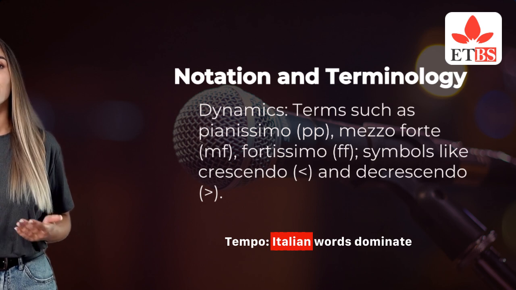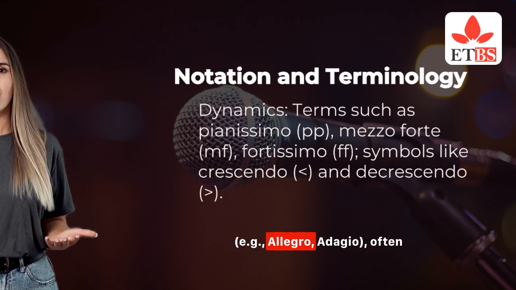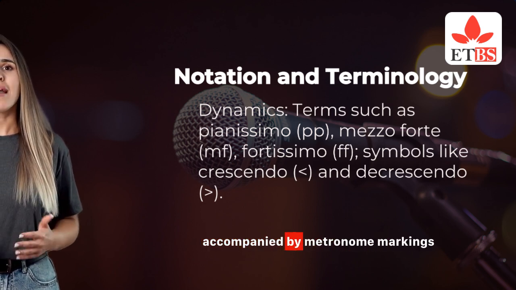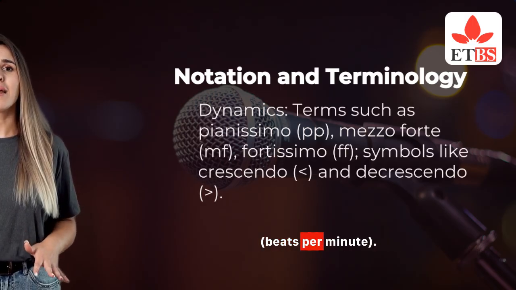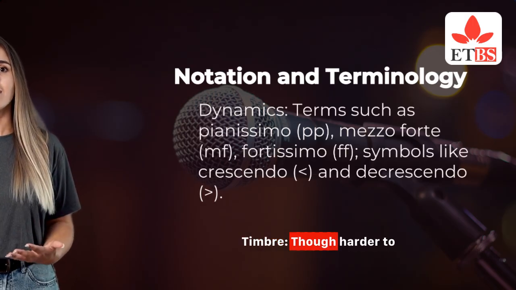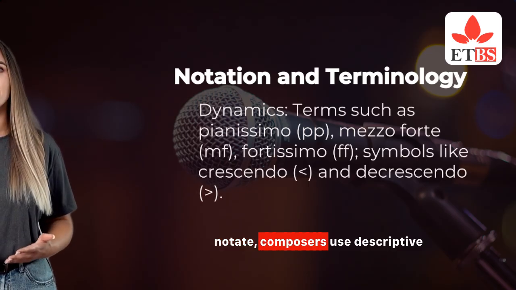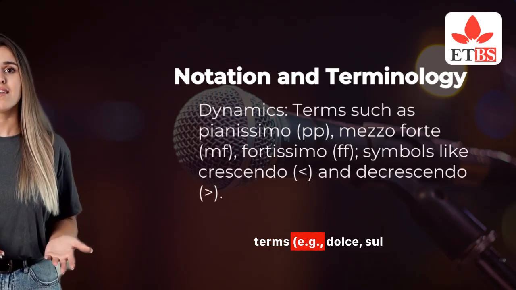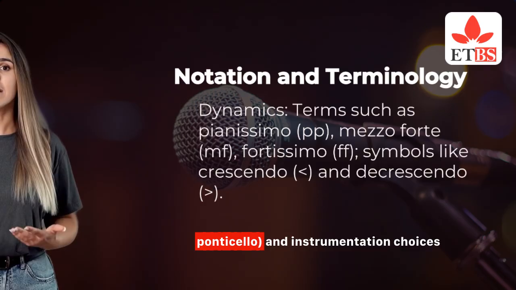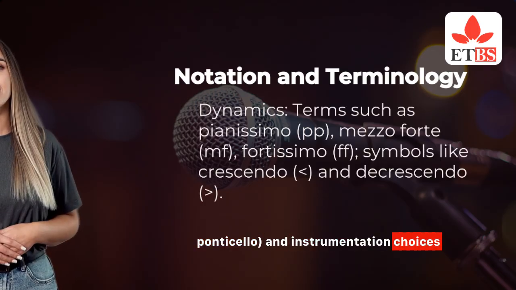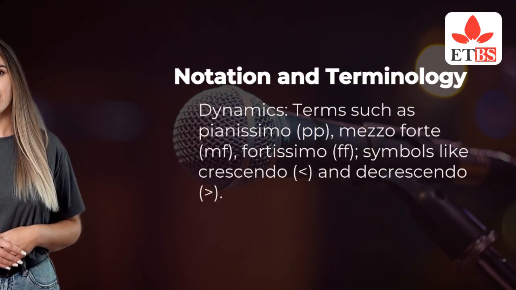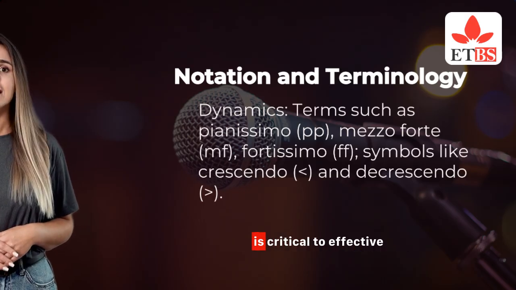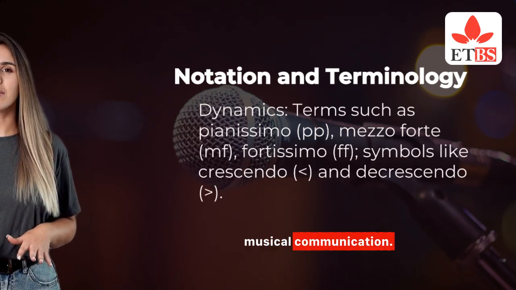Tempo. Italian words dominate, e.g., allegro, adagio, often accompanied by metronome markings, beats per minute. Timbre. Though harder to notate, composers use descriptive terms, e.g., dolce, sul ponticello, and instrumentation choices to affect timbre. Familiarity with this vocabulary is critical to effective musical communication.